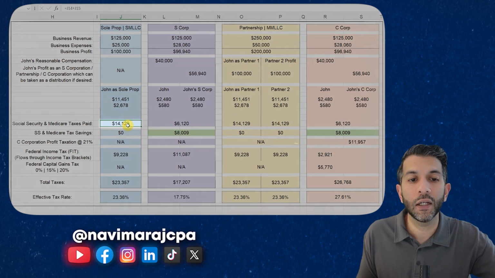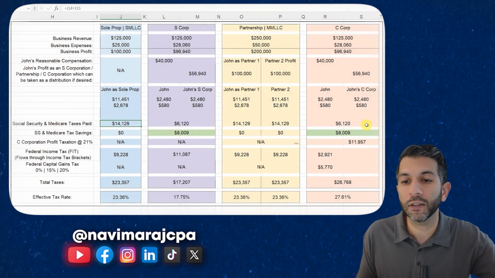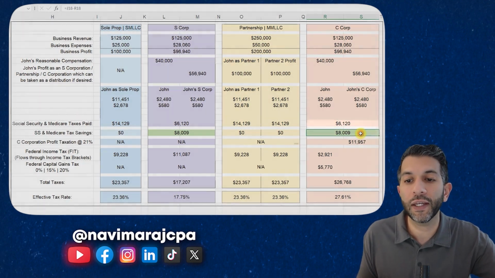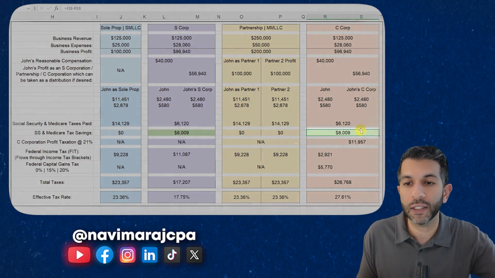Now, I don't want to get into the other entity types, but real quick, this is much better than the $14,129 you'd be paying in Social Security and Medicare type of taxes over here at the sole prop. $6,120 saves you roughly 8 grand in Social Security and Medicare taxes, okay?